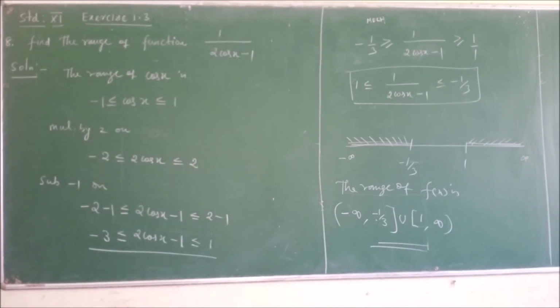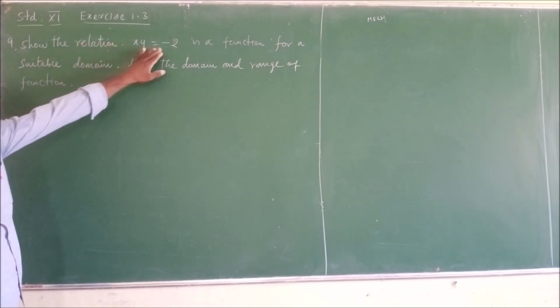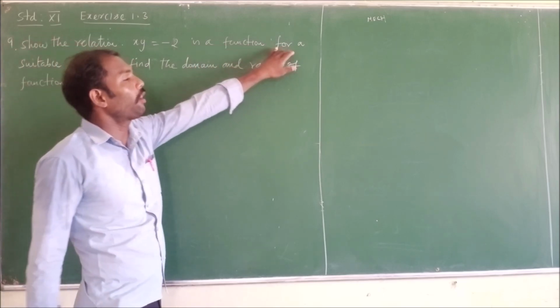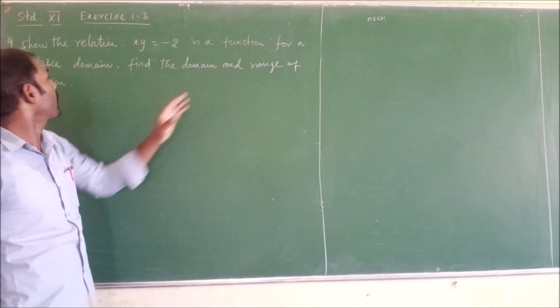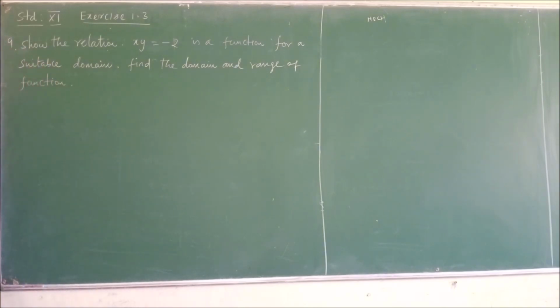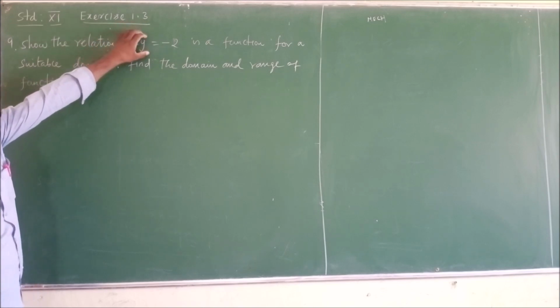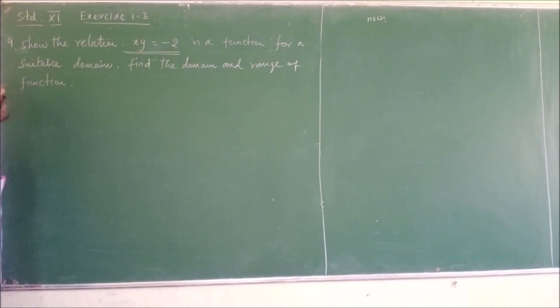The 8th problem is completed. 9th problem: show that the relation xy equals minus 2 is a function for a suitable domain. Find the domain and the range of the function. So we have to find the domain and the range of this required function. Let us see the solution.